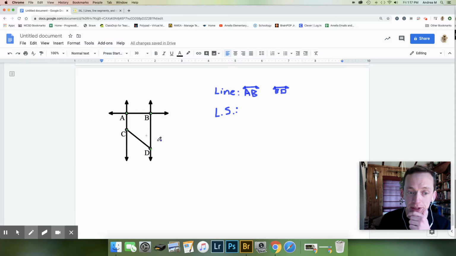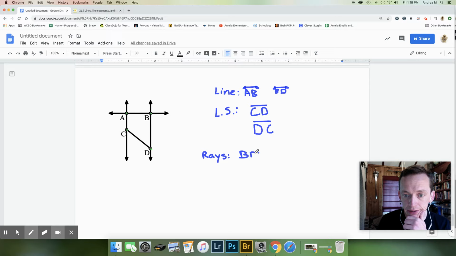So line segment, if you said CD, or we could say DC, that works as well. That is a line segment. Look, endpoint, endpoint, it stops. Looking at this, we could say rays, okay, there's some rays here that we could pick out. We could say BD, but we would have to show that it's starting at B and going through D. Okay, that's one way you could say it.